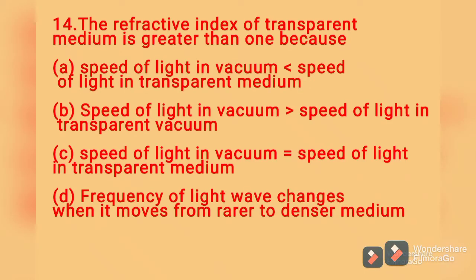14th question. The refractive index of a transparent medium is greater than 1 because: option A, speed of light in vacuum is less than speed of light in transparent medium. Option B, speed of light in vacuum is greater than speed of light in transparent medium. Option C, speed of light in vacuum is equal to speed of light in transparent medium. Option D, frequency of light wave changes when it moves from rarer to denser medium.